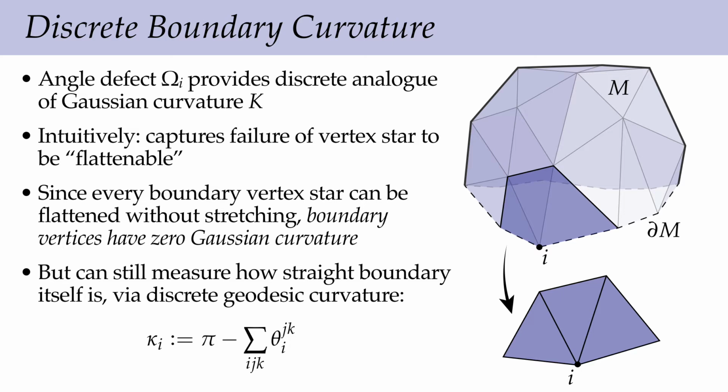What we're going to use is this quantity here, little kappa sub i, which is now pi minus the sum of interior angles incident on that vertex. So kappa is really this exterior angle. And we're getting it by summing up all these interior angles that touch vertex i and subtracting them from pi. By the way, this is exactly the same as our definition of discrete curvature for a plane curve, or at least one of our definitions, the one based on the turning angle.